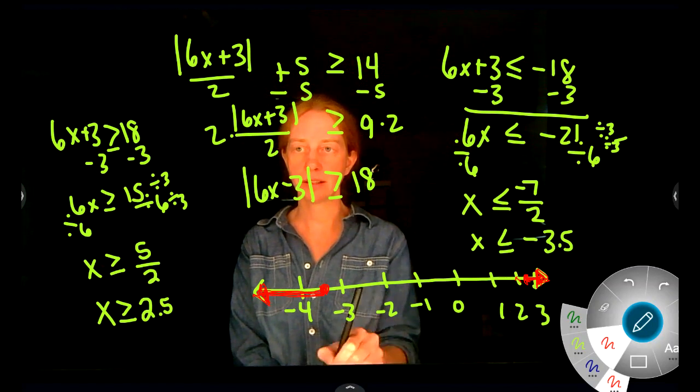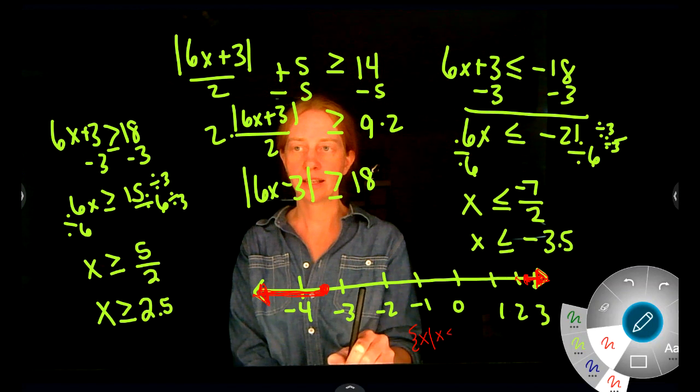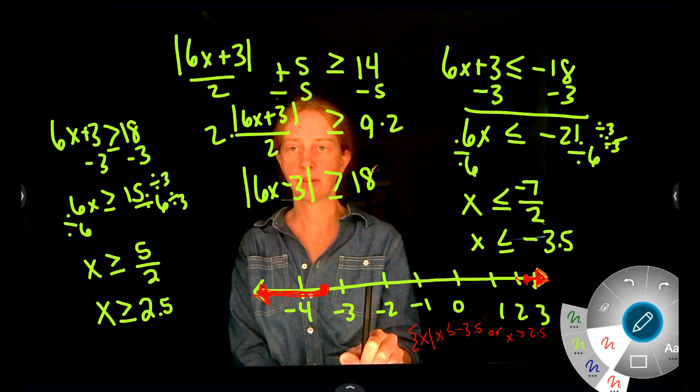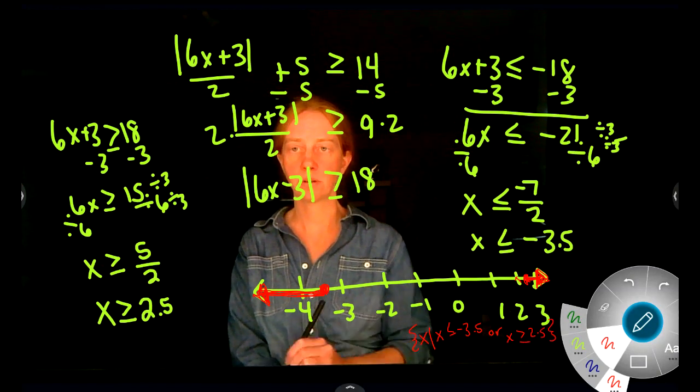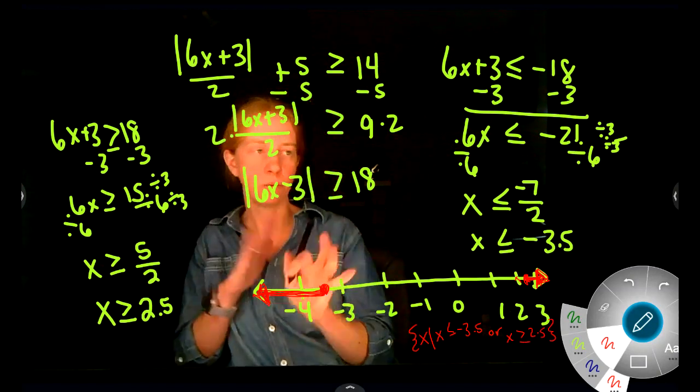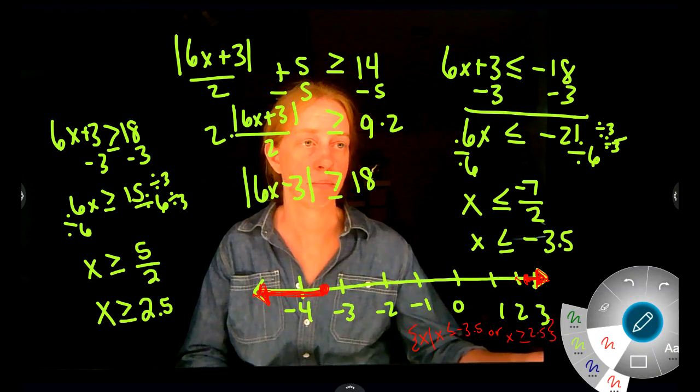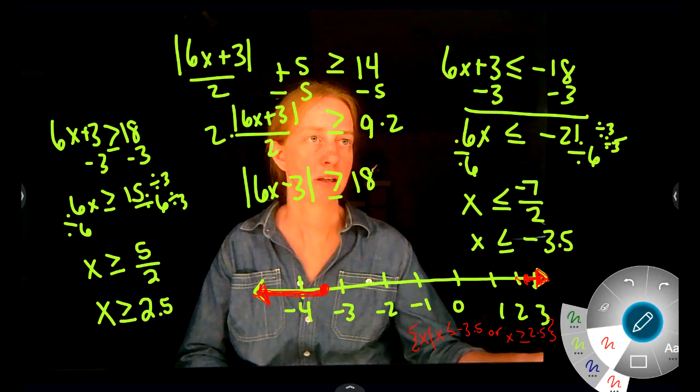So that's what we have. If we were to write this in set notation, it would look like x such that x is less than or equal to negative 3.5, or x is greater than 2.5. Sorry, greater than or equal to. So you can write it in either way. I'll take both. Let's see what our next example is.